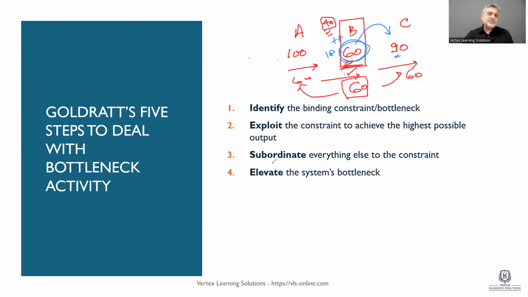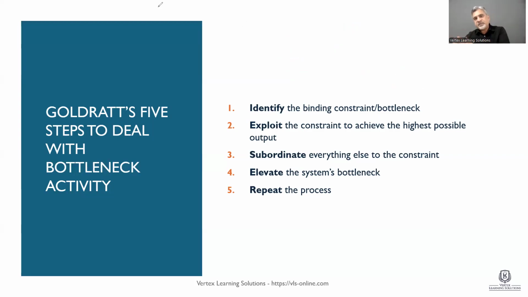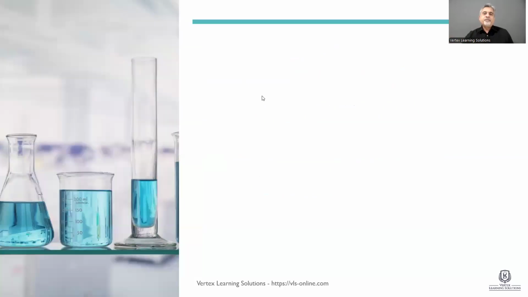So elevate the system's bottleneck so that you increase the capacity, and then you repeat the process. Repeat the process means that once you make this one 90, now both of them are 90, now you elevate them to 100. Now you make this 100 or this 100, okay? So step by step, you should go. You cannot go to the highest one in the very beginning. Otherwise, the 90 will become the bottleneck.